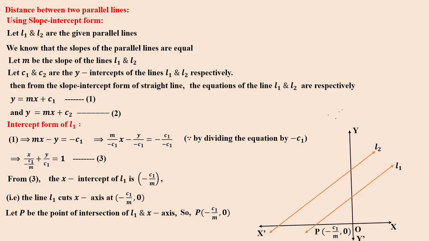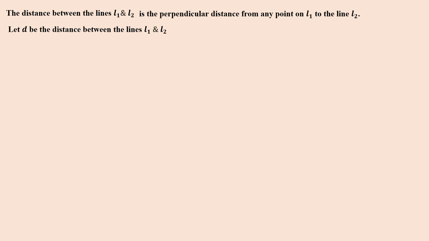So this is for the line L1. Based on line L1, the point P is minus c1 by m comma 0. Clearly the point P lies on L1, because P is the point of intersection of the x-axis and L1. So P lies on both L1 and the x-axis. The distance between the lines L1 and L2 is the perpendicular distance from any point of L1 to the line L2. Let D be the distance between the lines L1 and L2.